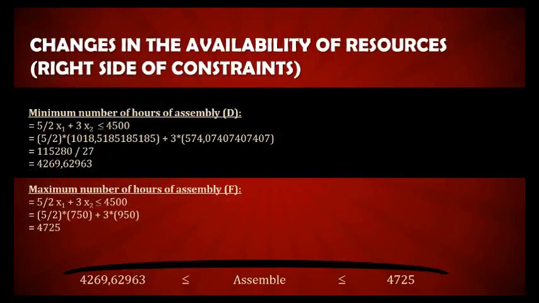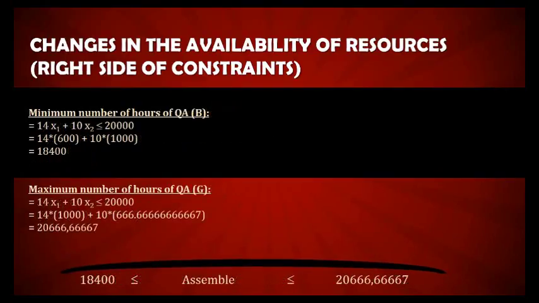Changes in the availability of resources, right side of constraints. The number of hours of assembly moves its restriction parallel to itself to any point on the line segment FD. The number of hours of quality control moves its restriction parallel to itself to any point on the line segment BG.